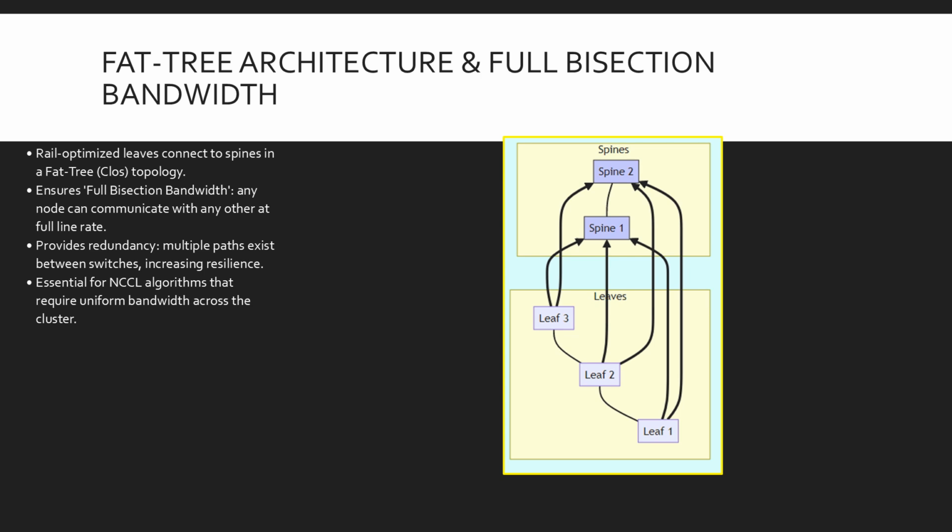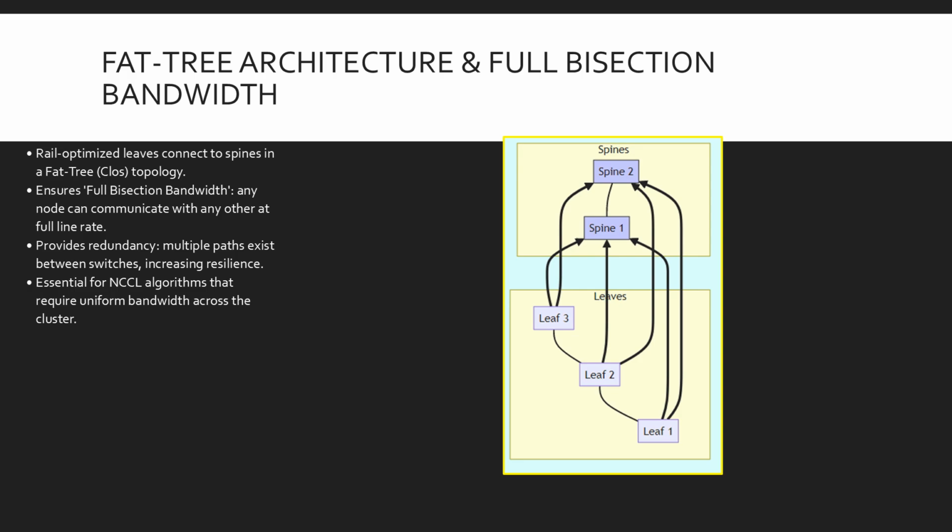Finally, we connect these rails using a fat tree or Clos architecture. A fat tree is a non-blocking topology where bandwidth capacity is maintained. As you move up the layers, there is no oversubscription. Every leaf switch connects to every spine switch. This provides full bisection bandwidth, meaning any node can talk to any other node at full speed. When combined with NVIDIA NCP-AIN libraries, this topology allows the network to adapt, routing around failures and ensuring that massive AI jobs running across thousands of GPUs maintain consistent high performance.